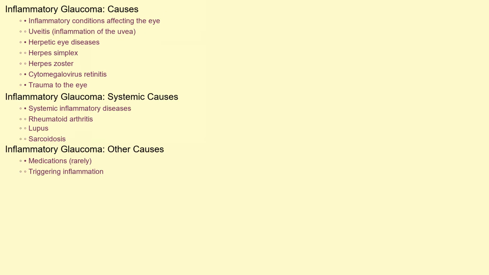Inflammatory glaucoma is primarily caused by inflammatory conditions affecting the eye. These conditions can include uveitis, which is inflammation of the middle layer of the eye, also known as the uvea. Other causes include herpetic eye diseases like herpes simplex or herpes zoster infections, cytomegalovirus retinitis, and even trauma to the eye. Systemic inflammatory diseases like rheumatoid arthritis, lupus, and sarcoidosis can also manifest with ocular inflammation leading to glaucoma. Rarely, certain medications can trigger inflammation that subsequently causes glaucoma.